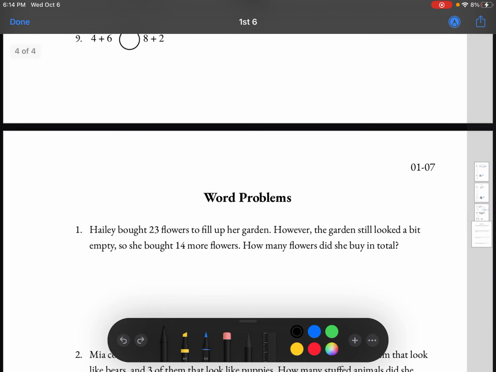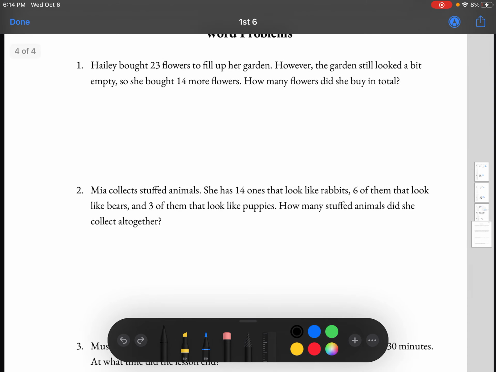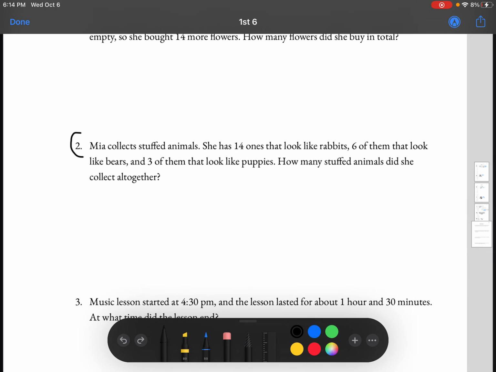Next we will move on to word problems. We will do number 2. Mia collects stuffed animals. She has 14 ones that look like rabbits, 6 of them that look like bears, and 3 of them that look like puppies. How many stuffed animals does she collect altogether?